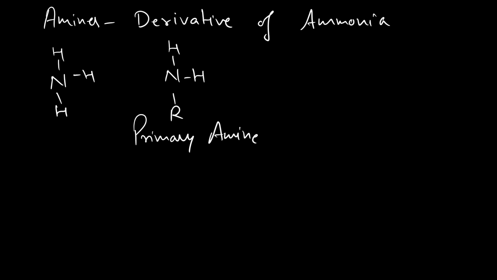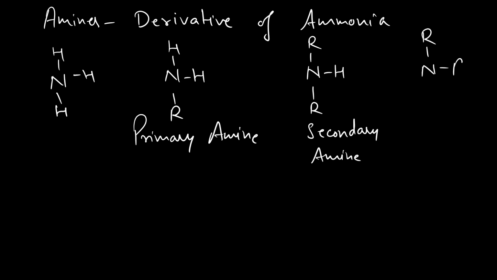And if I replace two of its hydrogens with alkyl groups, it's known as secondary amine. And if I replace all three hydrogens with alkyl groups, it's known as tertiary amine. In short, we can write it as primary amine, secondary amine, and tertiary amine. This is the way we can identify which type of amine we have.